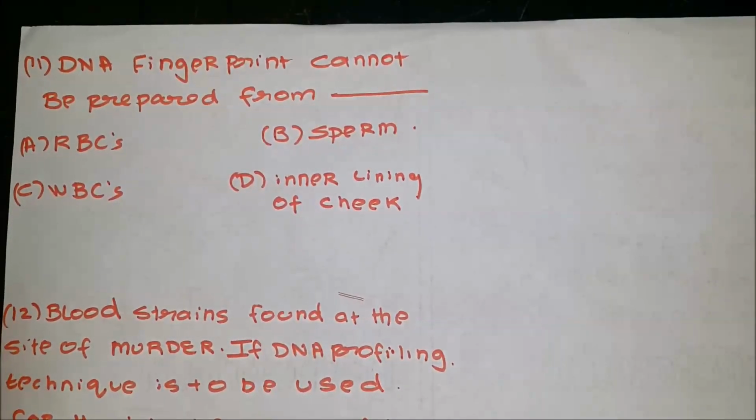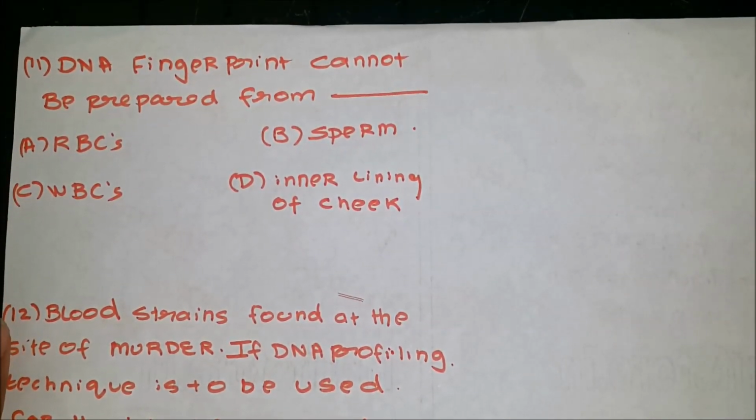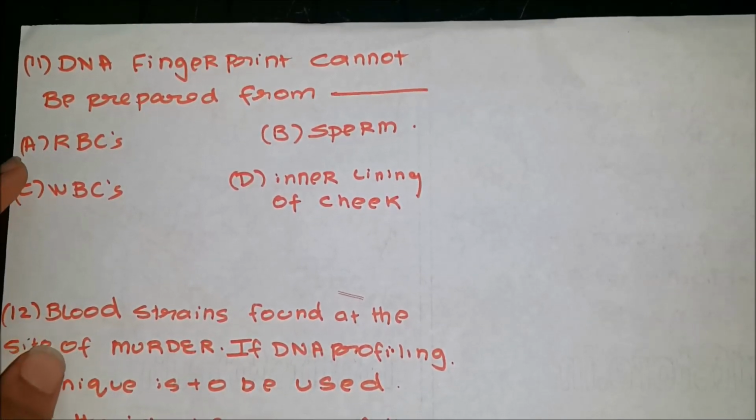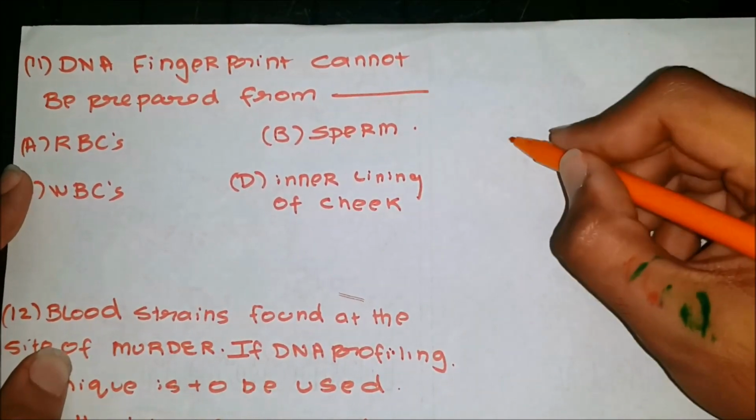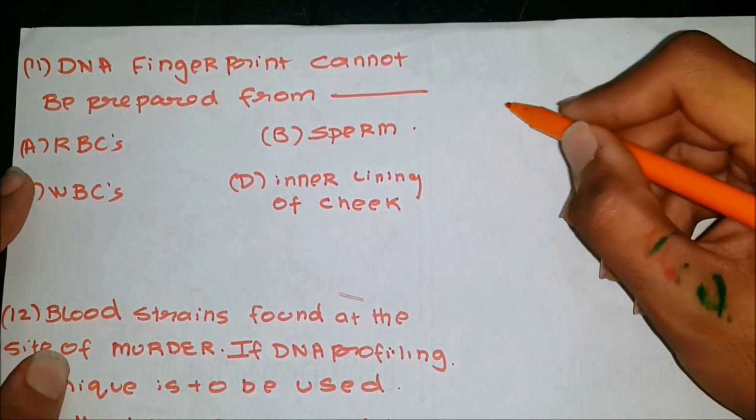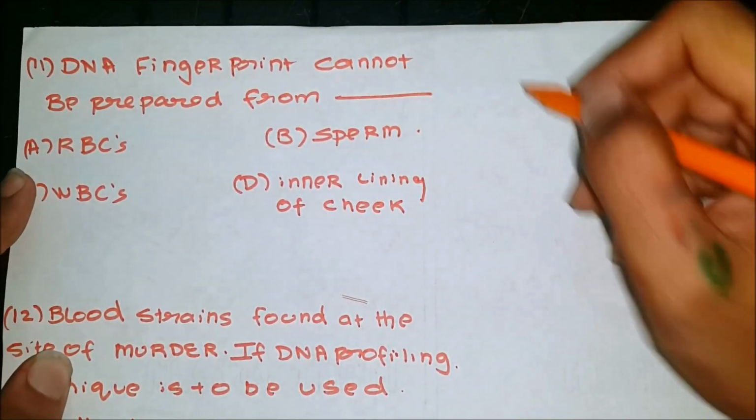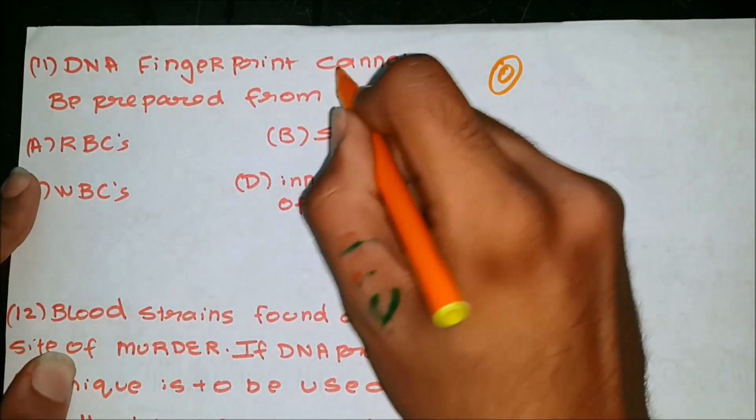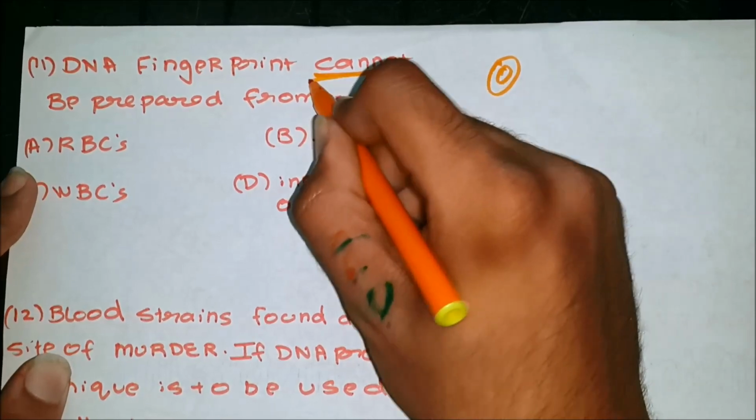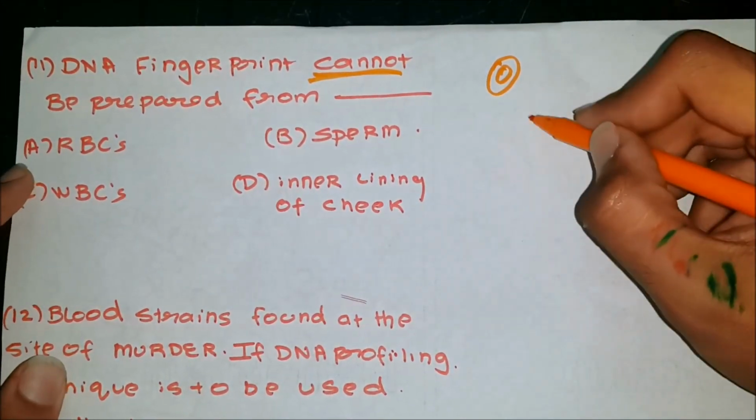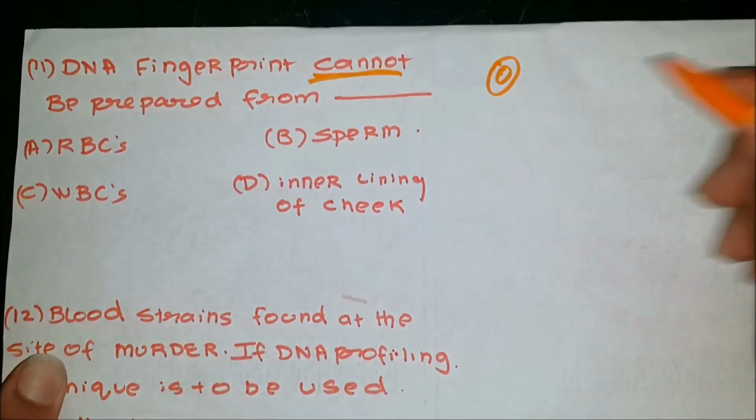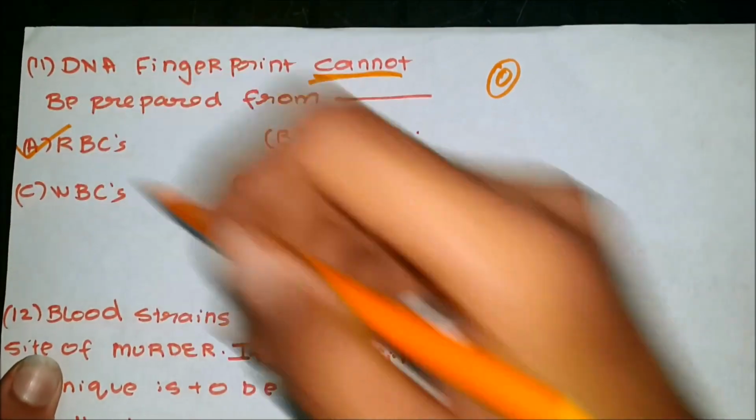DNA fingerprint cannot be prepared from, our options are A. RBC, B. sperm, C. WBC, D. inner linings of the cheek. Now in order to do the DNA fingerprinting, we need the cell to have the nucleus, and the question says which of these cannot be. So RBC, they are anucleated biconcave cells, so the answer would be A.